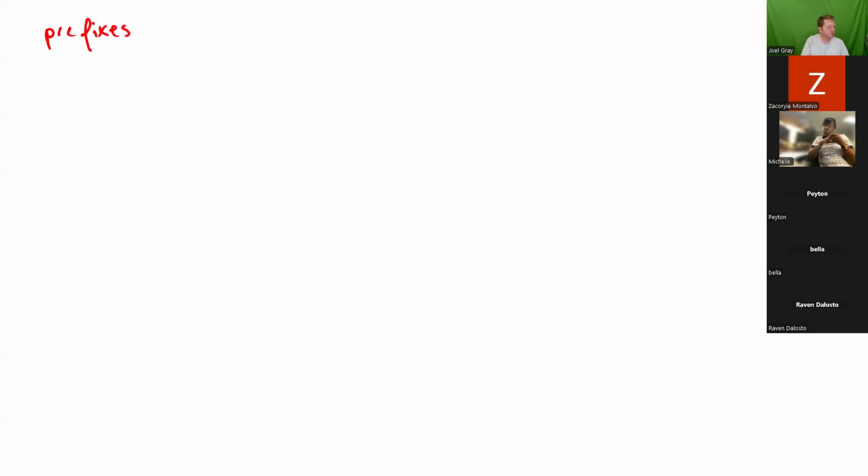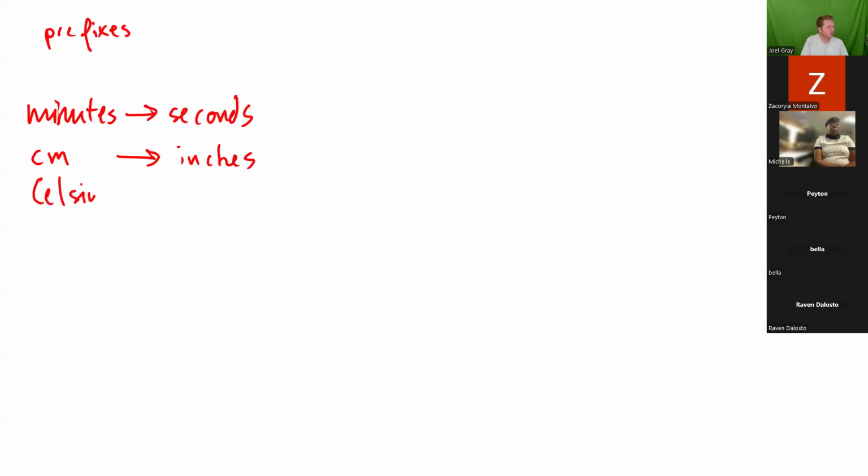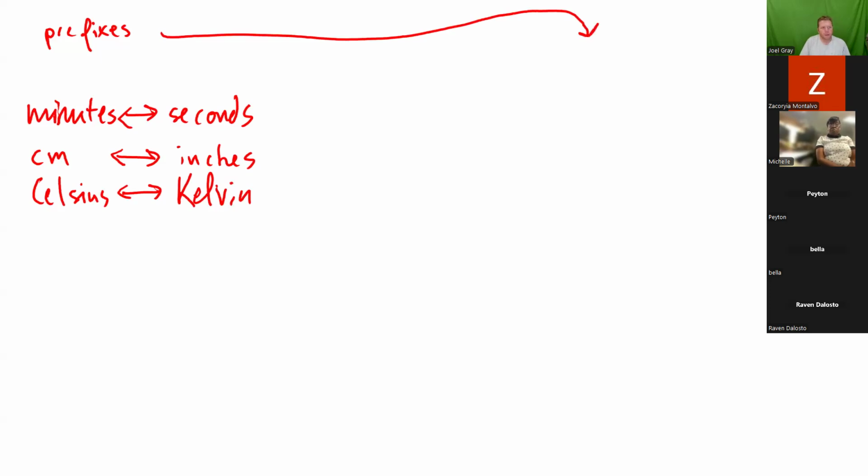And conversions. So minutes to seconds. And then centimeters to inches. And then temperature, Celsius to Kelvin. And with all of these, if you can convert from minutes to seconds, can you convert from seconds to minutes, inches to centimeters, Kelvin to Celsius? I'll talk about the prefixes first and then go on.